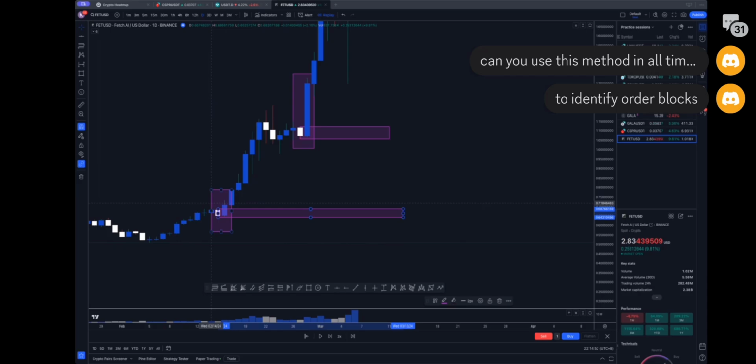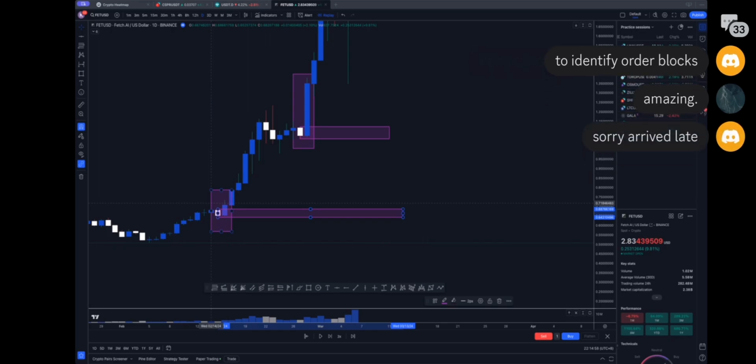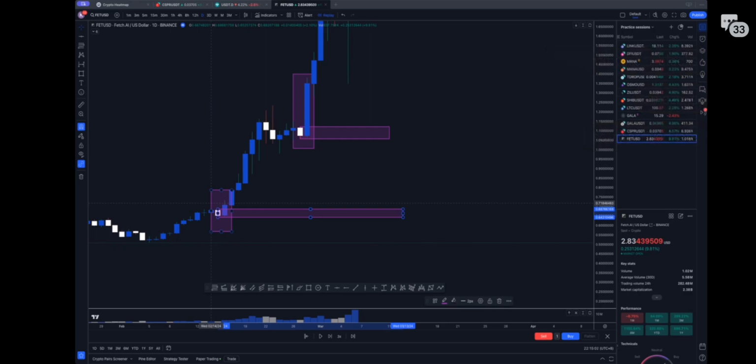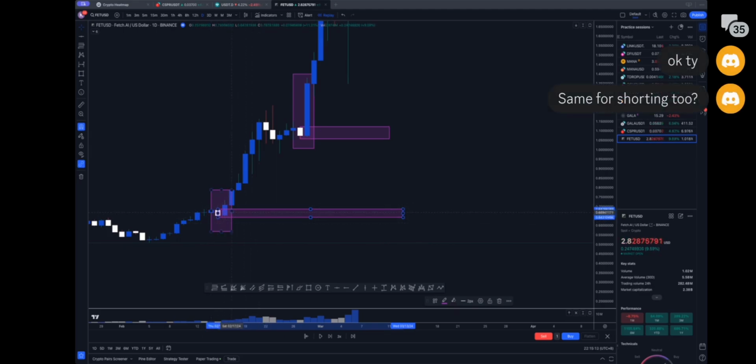I was explaining earlier, Dick, that order blocks work better at higher time frames. Right. So the lower time frame you go, the less liquidity there is, or the less money there is. So the less powerful or the less respected order blocks are. So remember that.